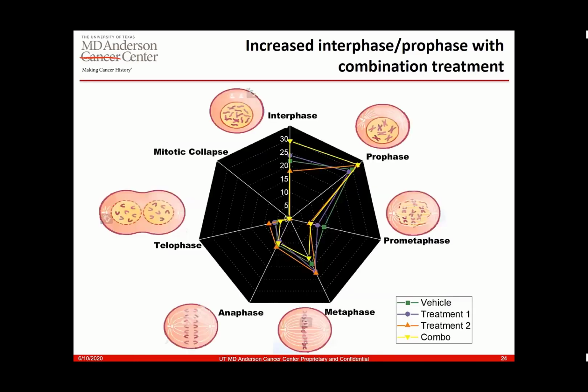And another way to demonstrate this is using a radar plot, because we know this is a cyclical event that leads from interphase to prophase, prometaphase, metaphase, anaphase, telophase. And what we can already see is in the combo treatment, this upside down triangle here, you can see that it's highest in this particular area here. So it's almost getting stalled in mitosis.